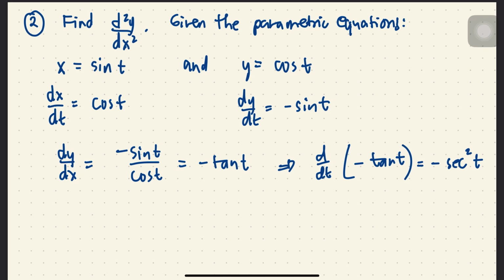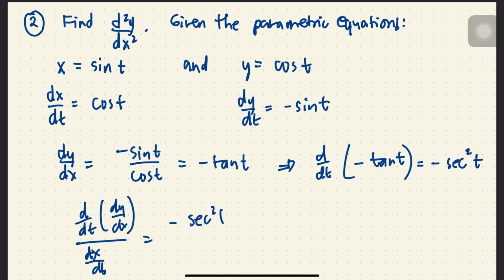Okay? So we just divide it by dx over dt, so that would be negative secant squared t all over cosine of t. So this will be negative secant cubed t. This is our final answer.